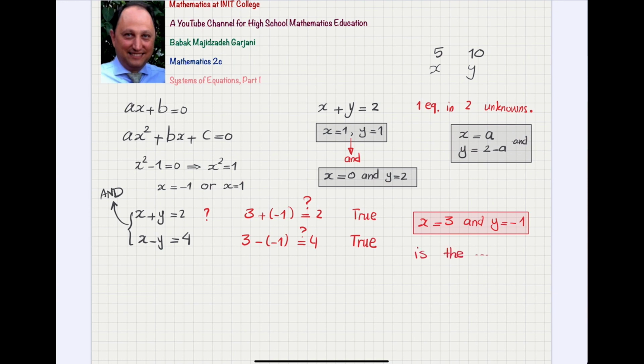Okay, I want dot dot dot solution. So what do you put inside these dots? A written answer. No, is the only, yes, is the only solution.